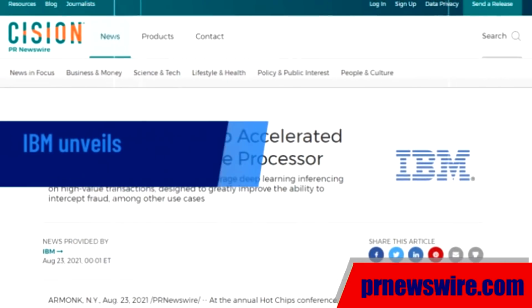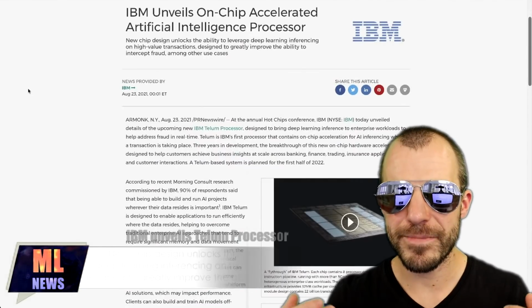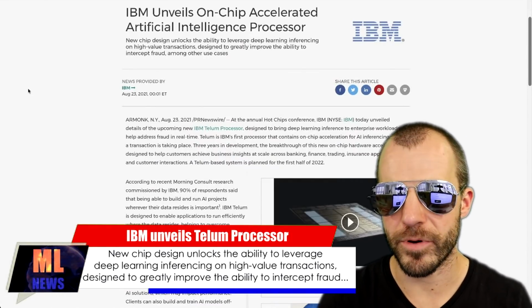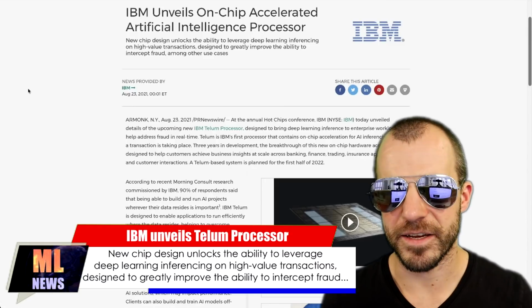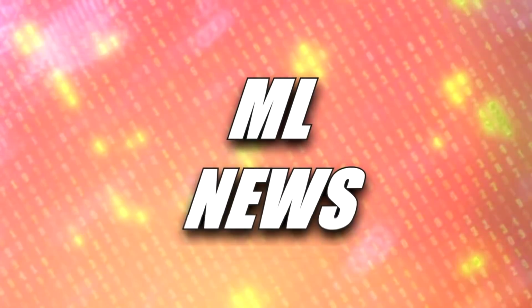But IBM might be. PR Newswire writes, IBM unveils on-chip accelerated artificial intelligence processor. Okay, this is not a camera or a sensor. I just thought it was a great segue into the next segment. IBM unveiled the Telum processor, which essentially has an AI accelerator on chip. So, a matrix multiplier. Their idea is to bring the compute to where the data is and so on. But it's good to see a bit of competition in the market for accelerator chips.